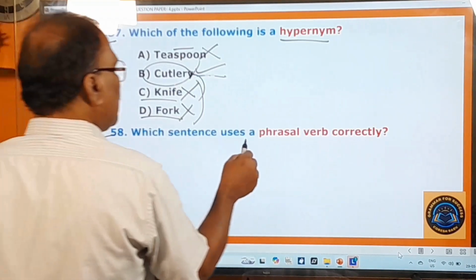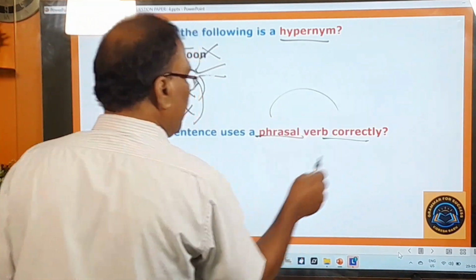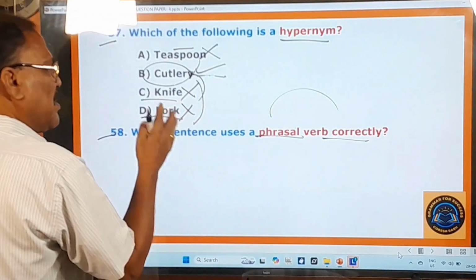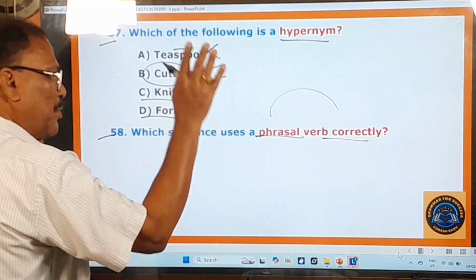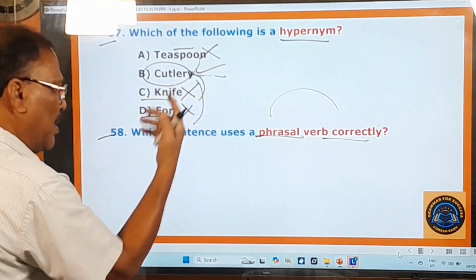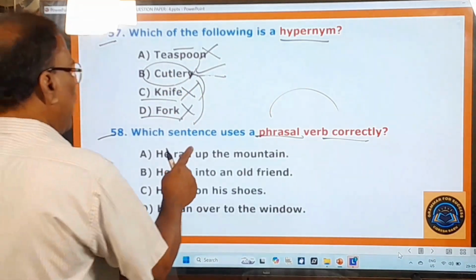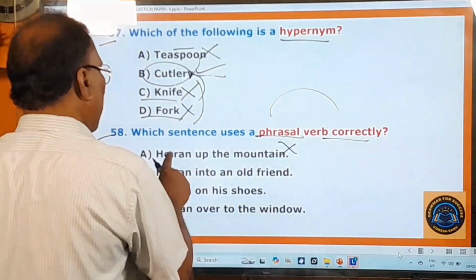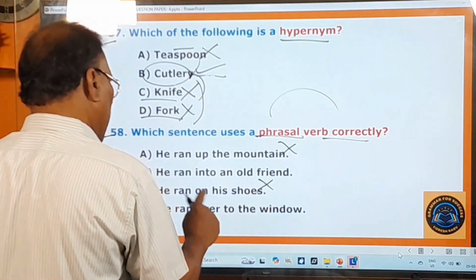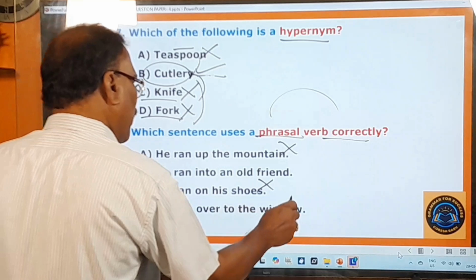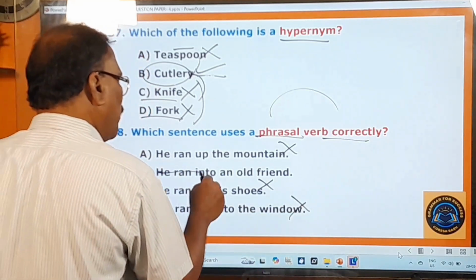58th one. Which sentence uses a phrasal verb correctly? So there is one sentence in the given options in which the phrasal verb is correctly used. What is that sentence? Now let us choose it. He ran up the mountain. No, you cannot run up the mountain. He ran on his shoes. No, you cannot say that. He ran over to the window. No, you cannot say. But he ran into an old friend.